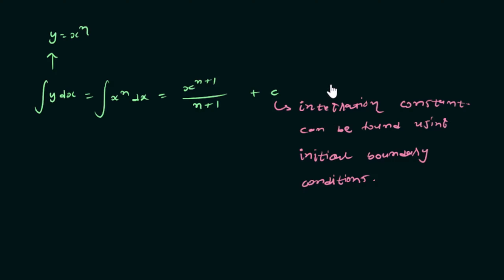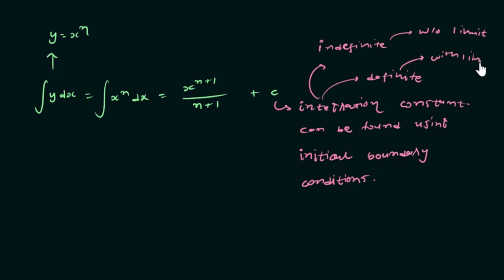Now integration is basically of two types. One is indefinite integration and second is definite integration. Okay, in indefinite integration we will have integration without limits. We will not have limits, and basically there will be an integration constant, and in definite integration it will be with the limits, and here we do not need an integration constant, right?